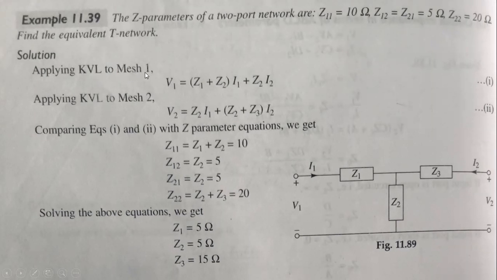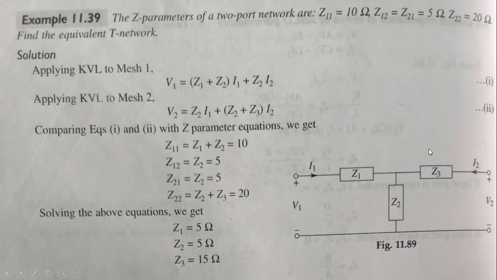to find, applying KVL to mesh 1, V is equal to IZ, again V is equal to IZ here. So here will be the combination of I1, I2. Here directly V1 is equal to IZ, that is Z2, I2, because this I2 is from here. From this node, there will be a division of current. That's why we are considering this I2.